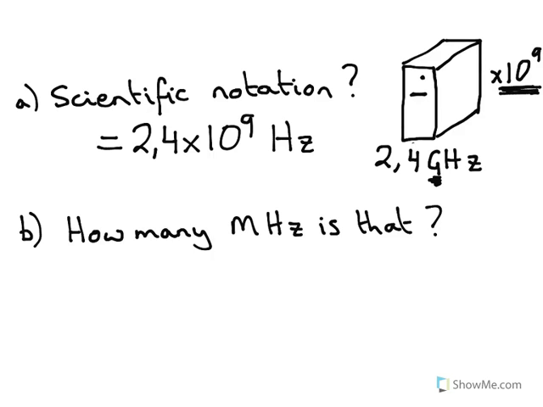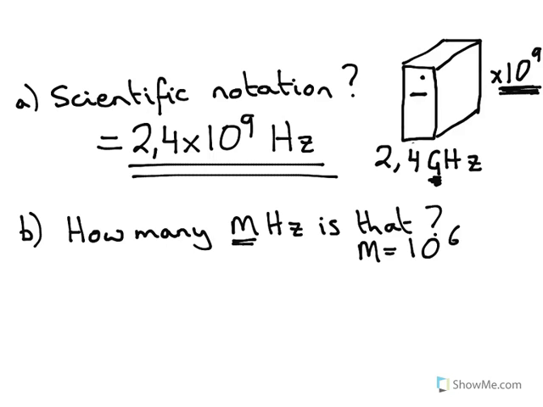Then another question is, how many megahertz is this? Well, we know that it's that many megahertz. So gigahertz is 2.4 times 10 to the 9. What does megahertz stand for? Well, the symbol for mega is the same as times 10 to the 6.